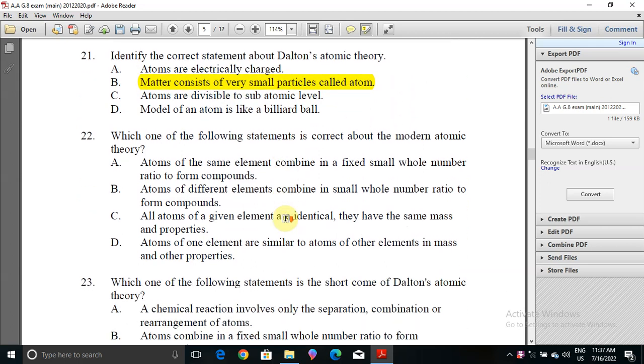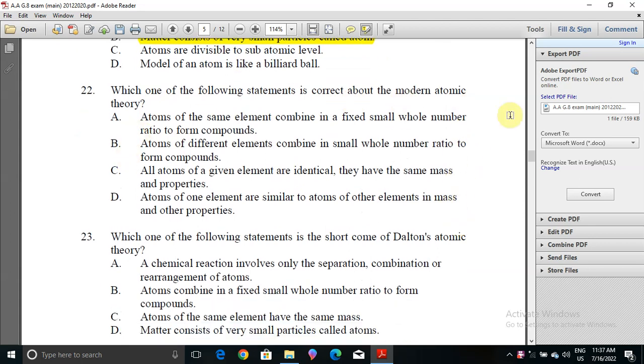Now question number 22. Which one of the following statements is correct about the modern atomic theory? Atoms of the same element combine in fixed small whole number ratio to form compounds, or atoms of different elements combine in small whole number ratio to form compounds, or all atoms of a given element are identical, they have the same mass and properties, or atoms of one element are similar to atoms of other elements in mass and other properties. The correct answer will be choice B.